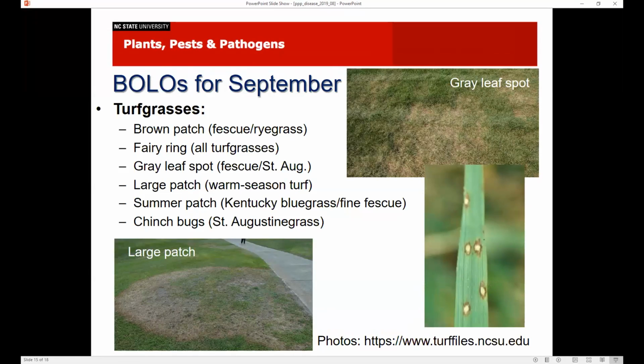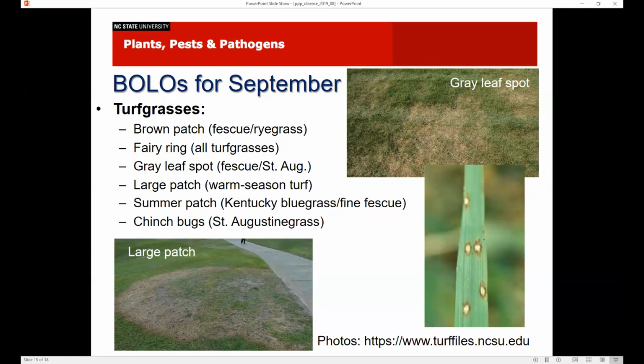Moving then along to our BOLOs, things to be on the lookout for in the month of September. With turf grasses, some of the same things we've been talking about for a while now. Brown patch still on your cool season grasses. And if you look down to the fourth point there, large patch on the warm season. Those are both caused by Rhizoctonia, but one tends to affect cool season grasses in hot weather and the other warm season grasses in cool weather.